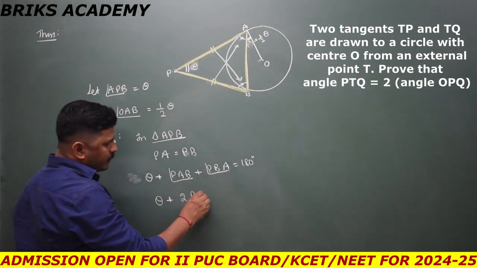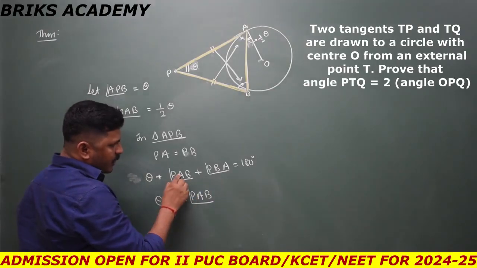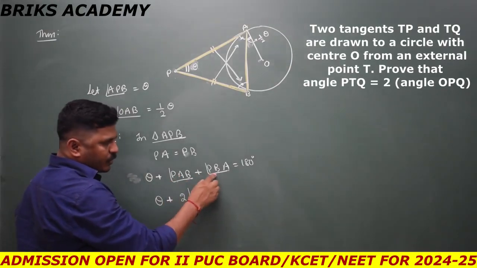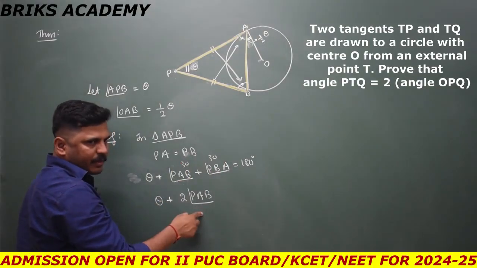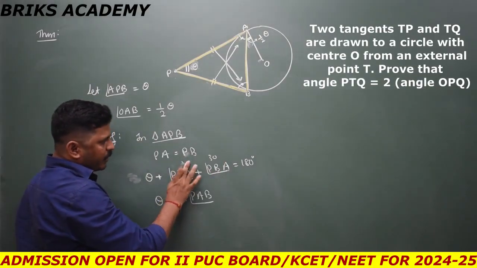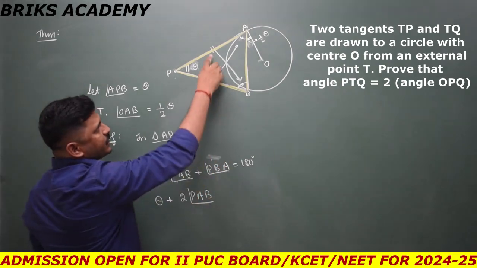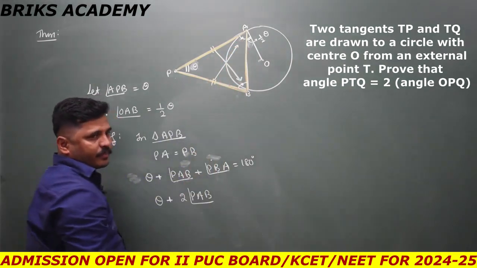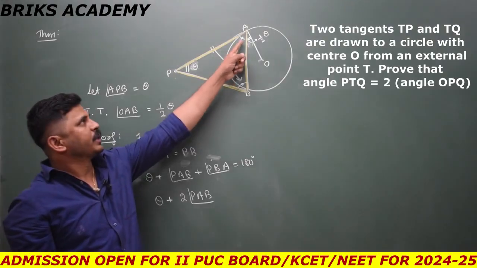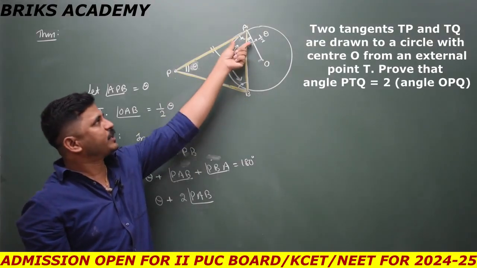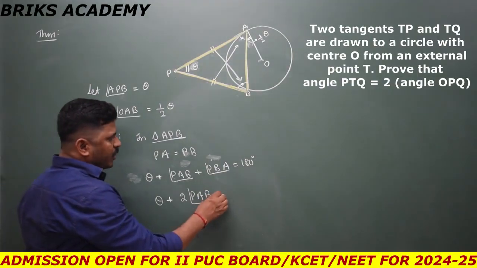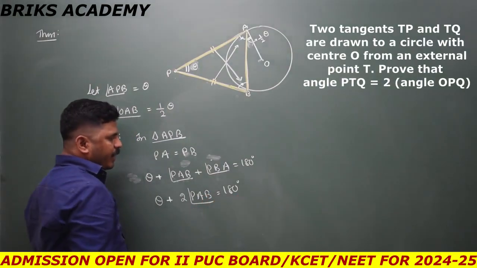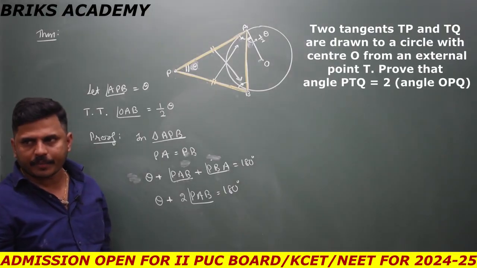Can I write it? Why? Because this is equal to this. These two are equal. If this is 30, then this is 30. So can I write 2 times 30? These two are equal because it is an isosceles triangle. Since they are equal, can I write this plus this as 2 times this? Which is equal to what? 180 degree.